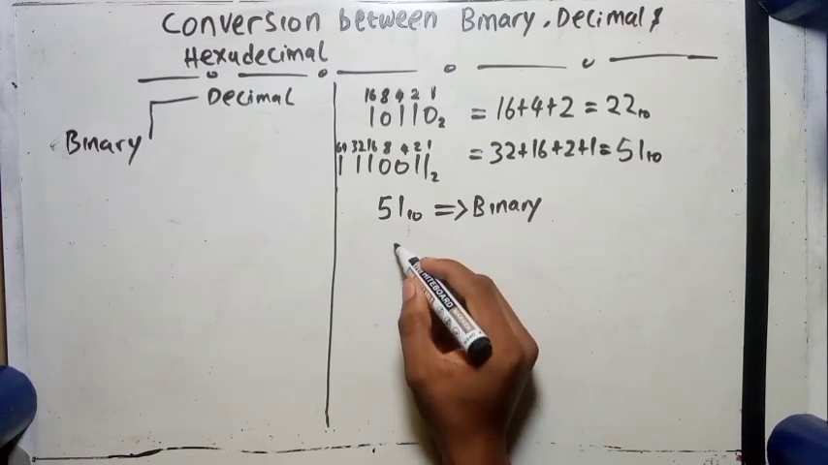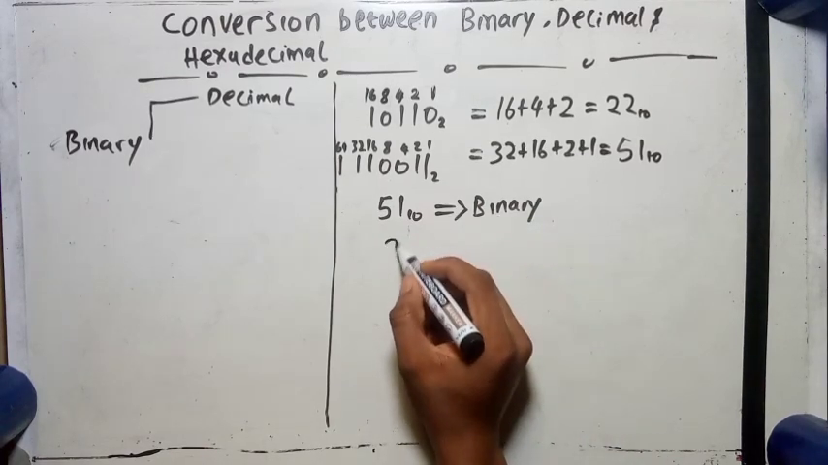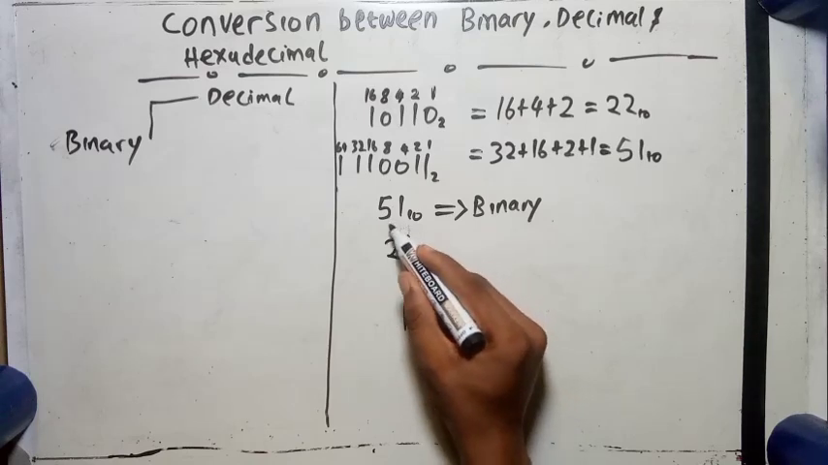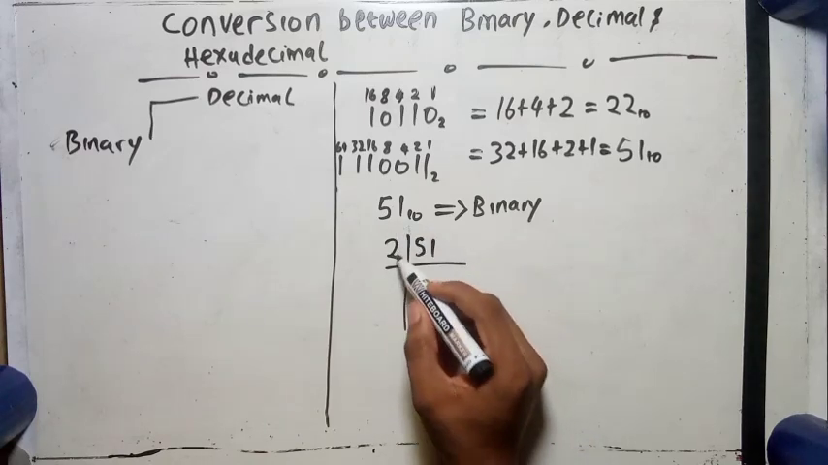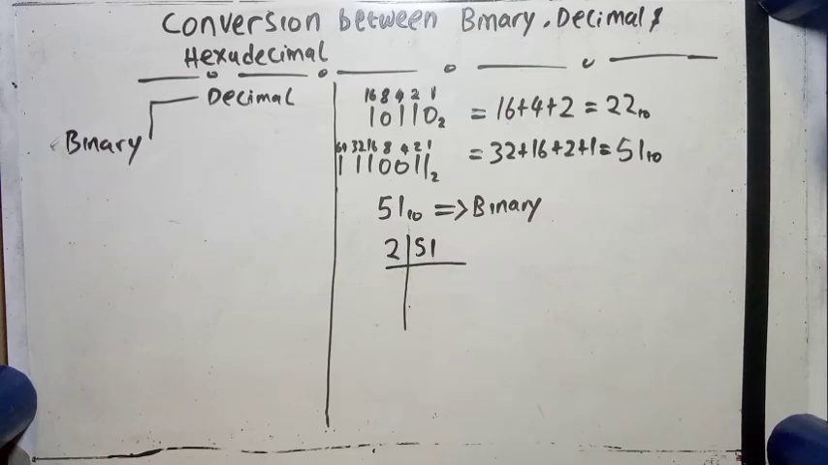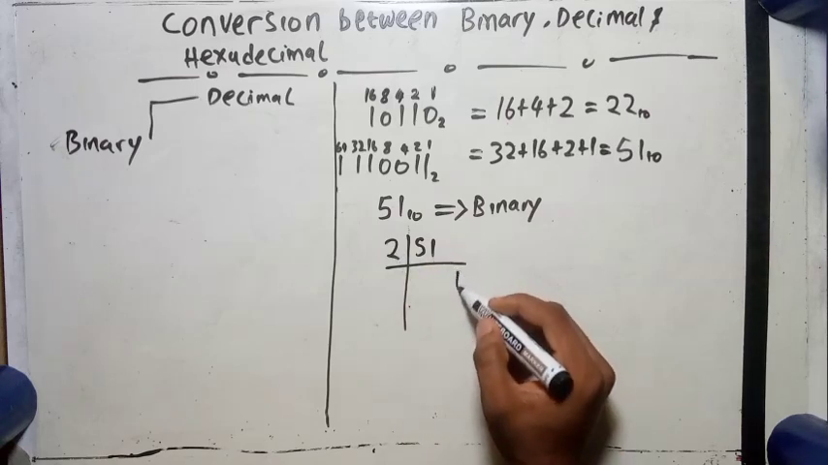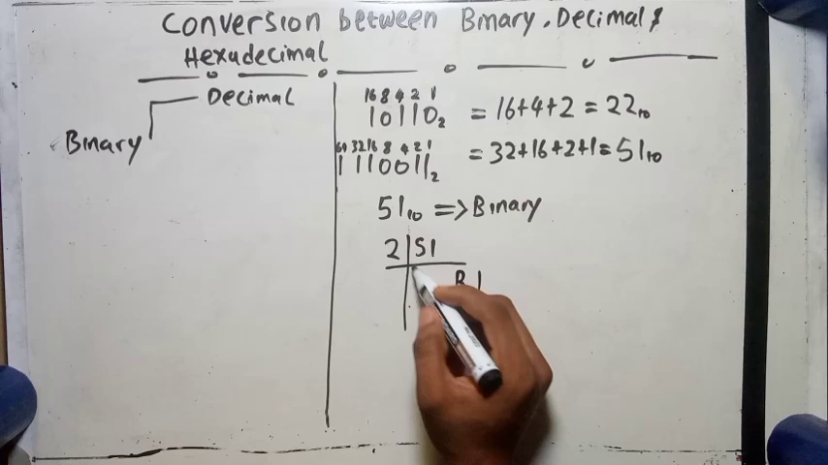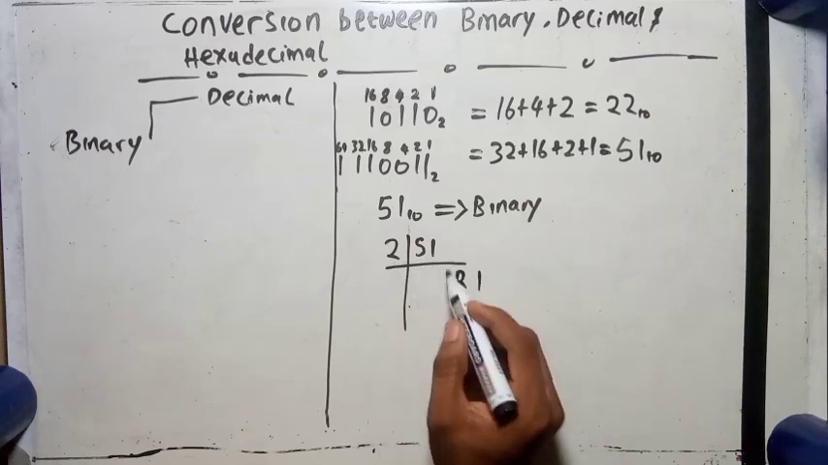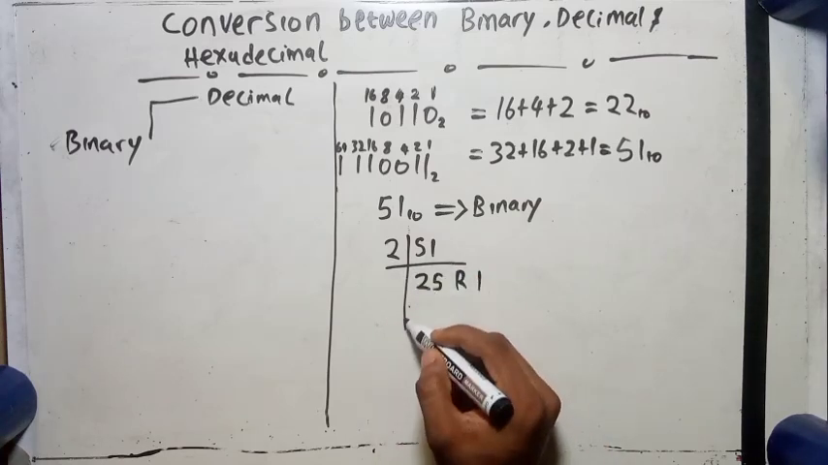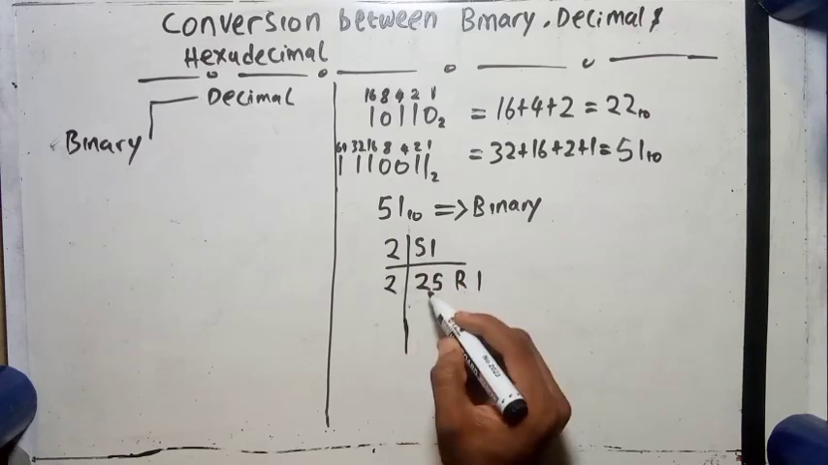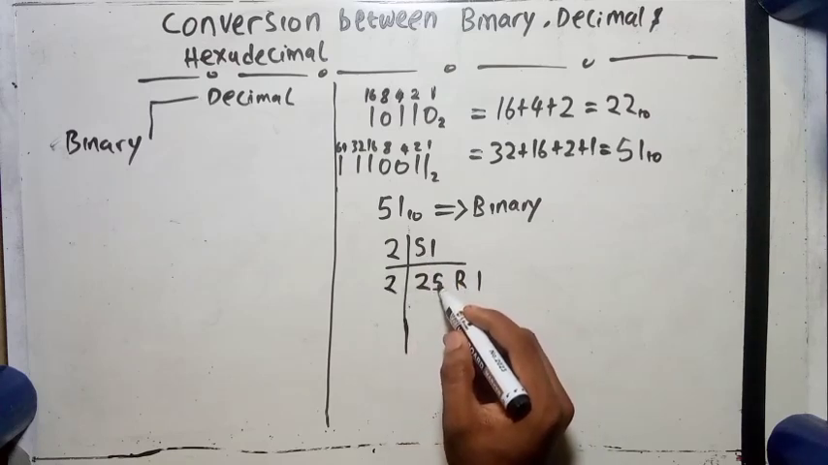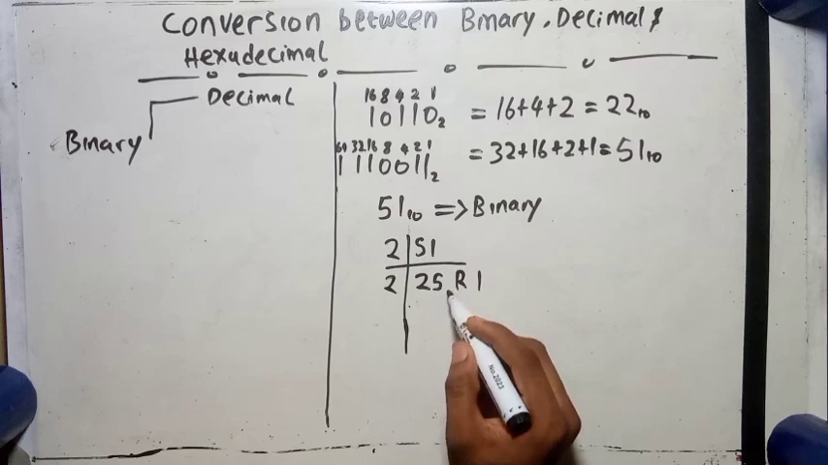Okay, let's do it. So we're converting to what? Binary. So we're going to be dividing by what? 2. 51 divided by 2, it's definitely going to give us remainder 1 because it's an odd number. Next one close to this is 50. So 50 divided by 2 is what? 25. So it's going to be 25 remainder what? 1. 25 divided by 2, the closest even number is 24.